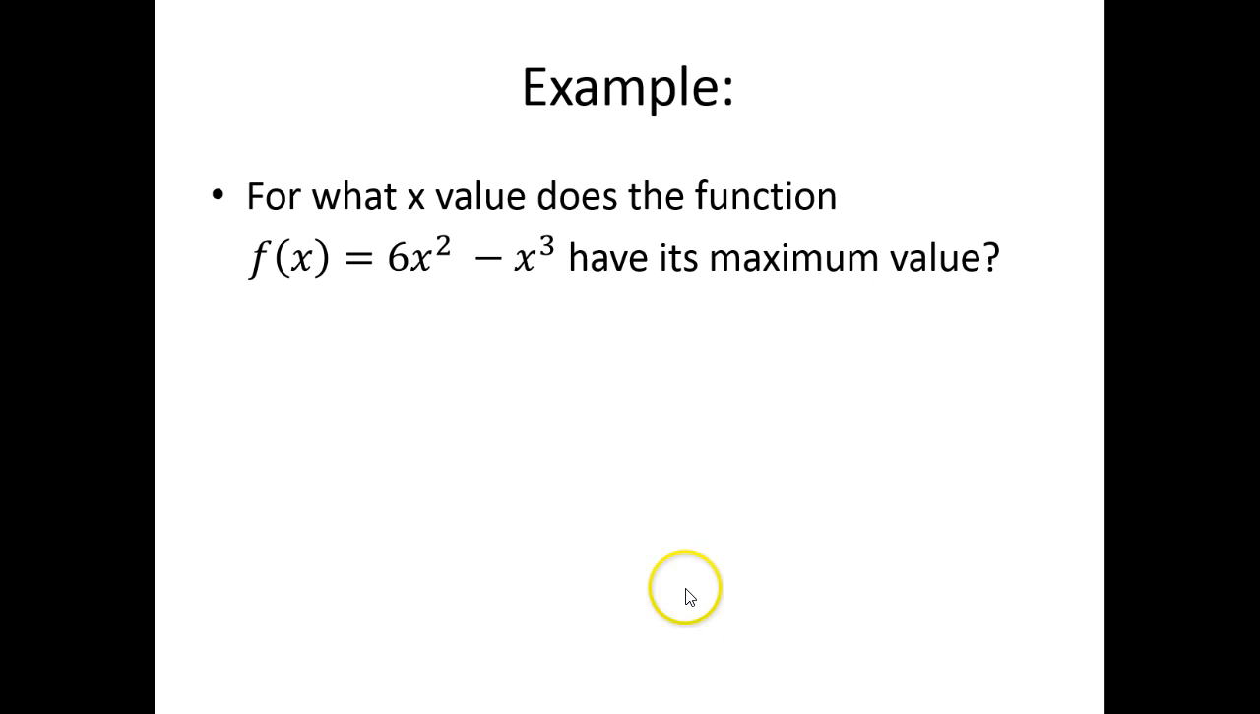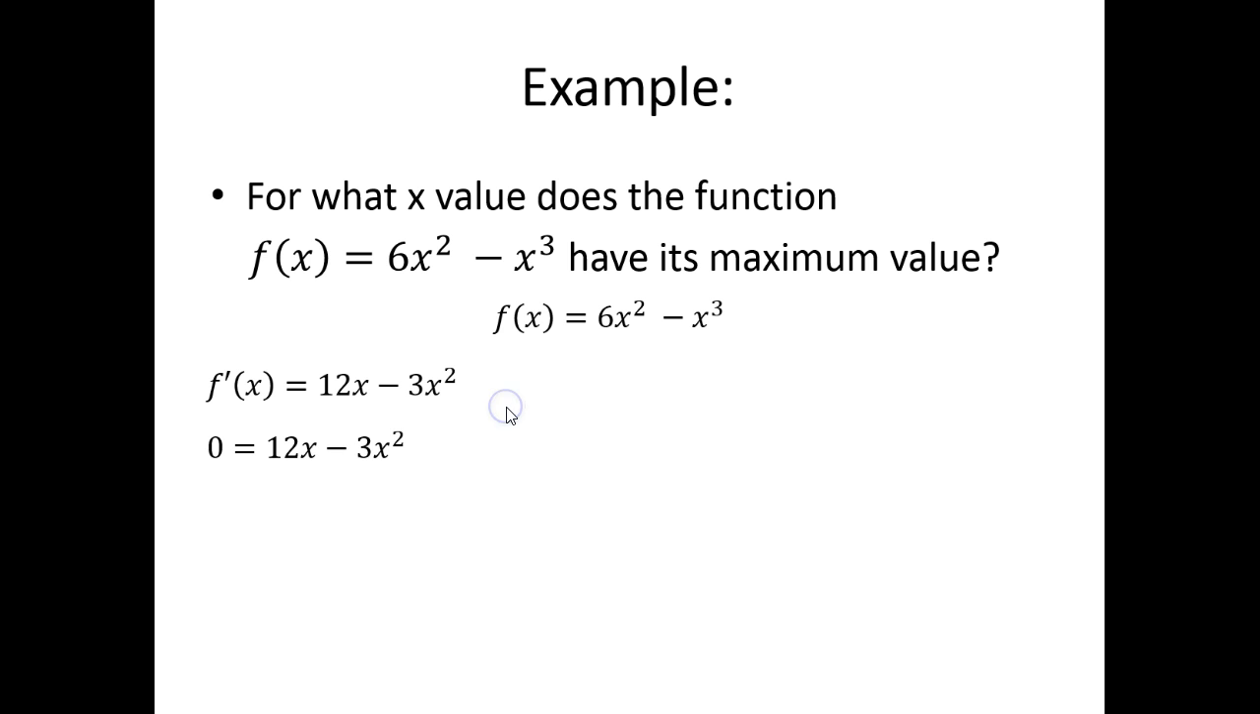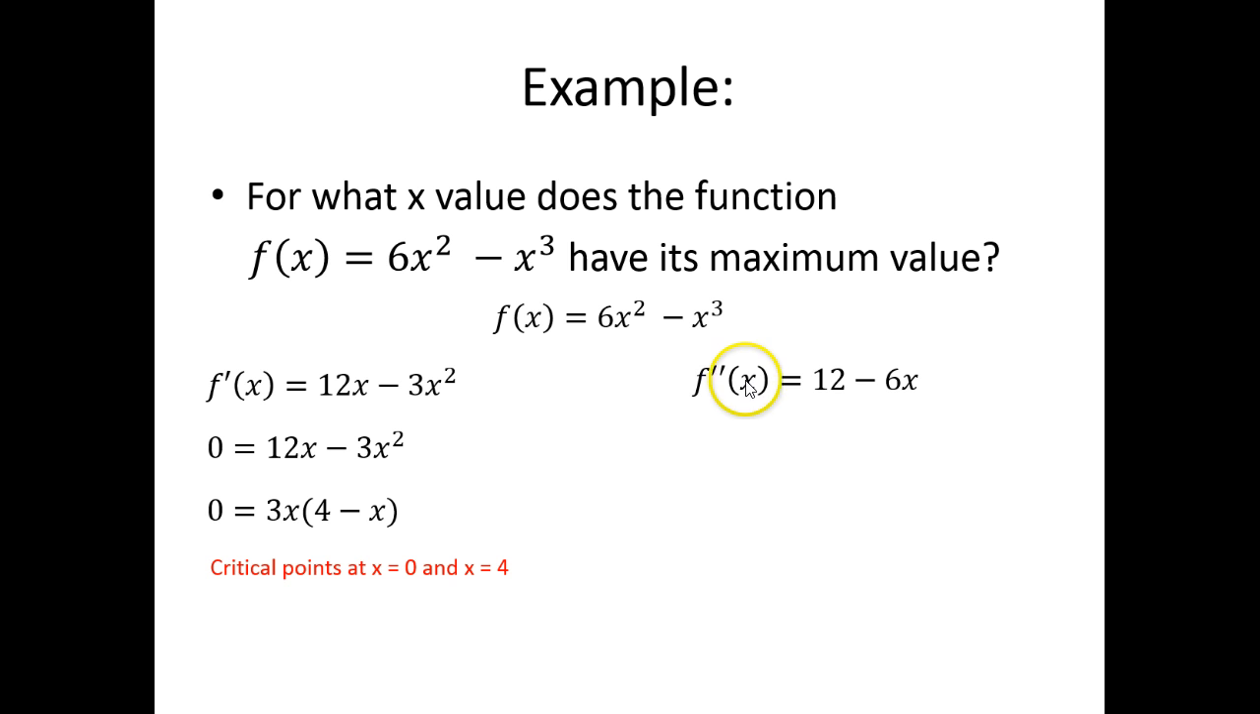Here's another example. For what value of x does the function f of x equals 6x squared minus x cubed have its maximum value? Again, our process is the same. We take our first derivative, which is 12x minus 3x squared, set this equal to 0. In this case, we're going to factor. And we wind up with 0 and 4 as critical points. Now we don't know whether either of these is a maximum or a minimum. So what we're going to do is take our second derivative.